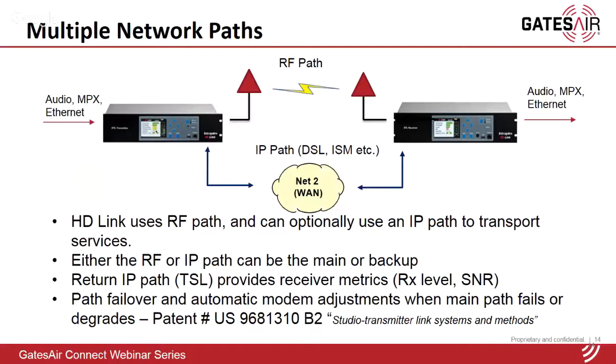So the HD Link also integrates a patented algorithm that not only supports failing over from the main path to the backup path, but also has the ability to automatically adjust the modem settings based on the reported signal to noise ratio from the receiver. For example, if the signal to noise ratio degrades, the transmitter can be configured to shut off some non-critical services using an alternate backup service profile, which in turn reduces the user data rate, thereby reducing the QAM level to stabilize the RF link. And we'll look at this use case a little bit later.